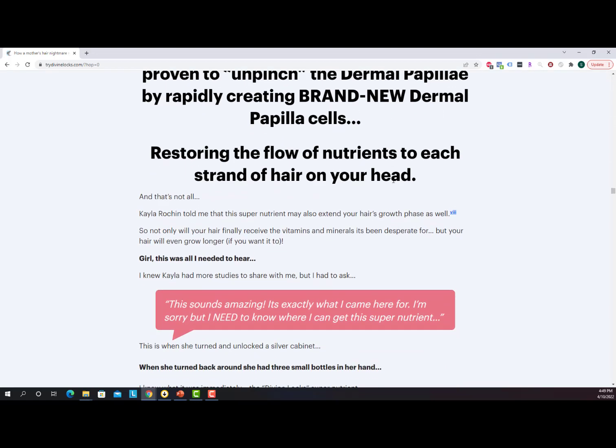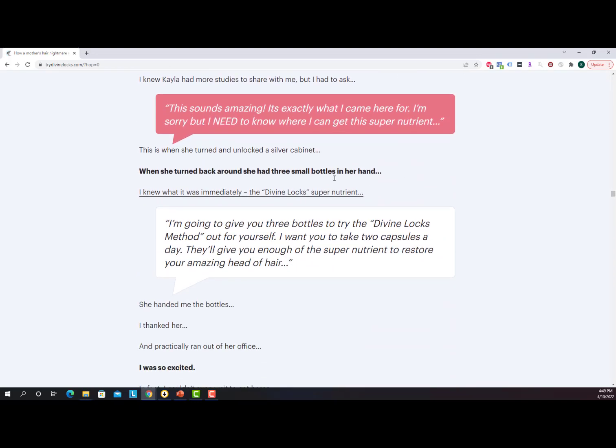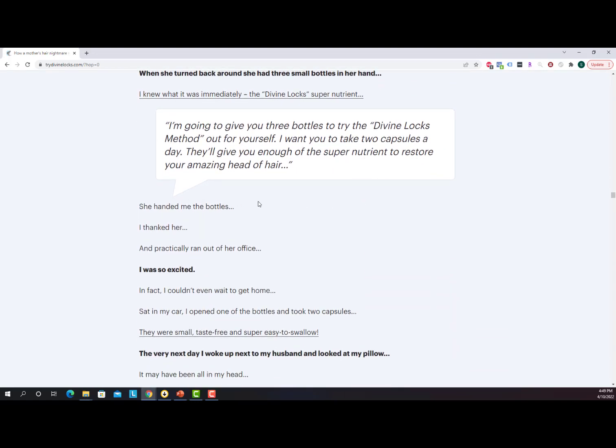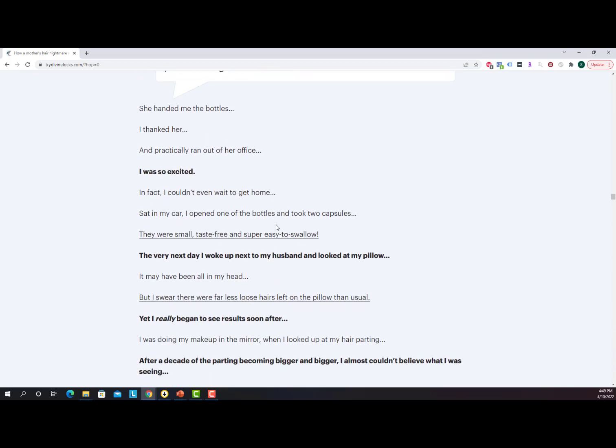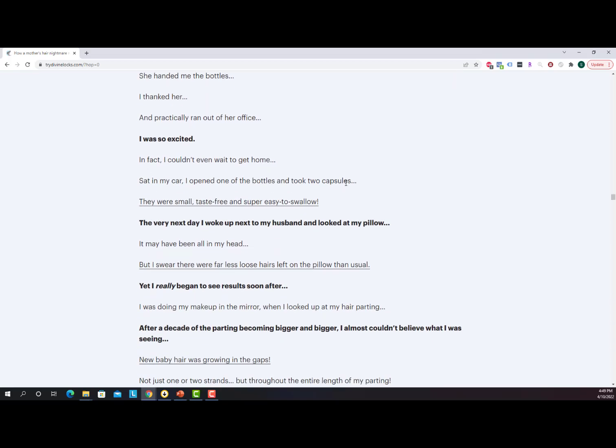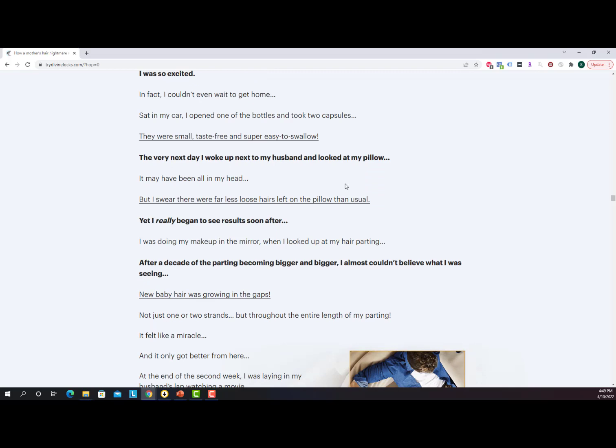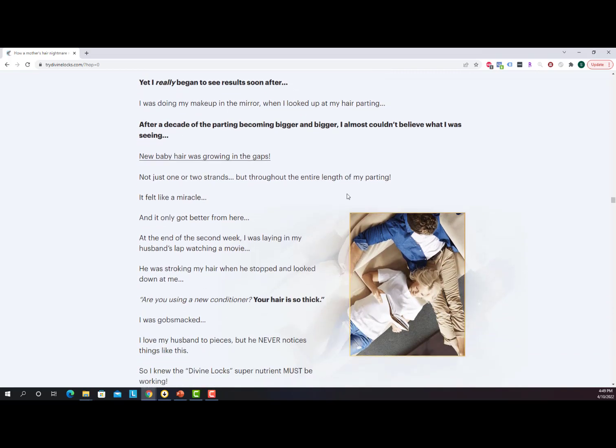And so we scroll down. We still don't know what it is exactly. She handed me the bottles. They were small and taste-free. Okay, so now we've got the solution in our hands, and she starts getting results, right? It's part of the story.